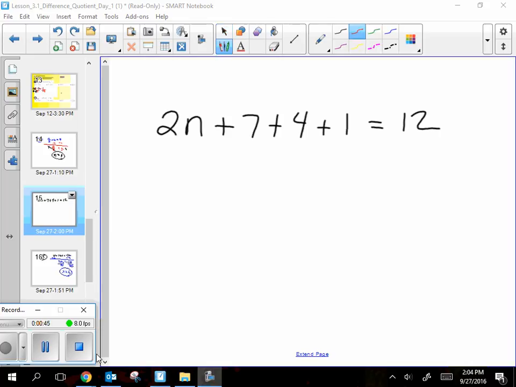Right away, are some of you guys adding up these three numbers? That was smart. That's what you should do. Go ahead and do that, and it'll be a new equation. 2n plus something, we don't know yet, equals 12. What are those three numbers added up? 12, good.